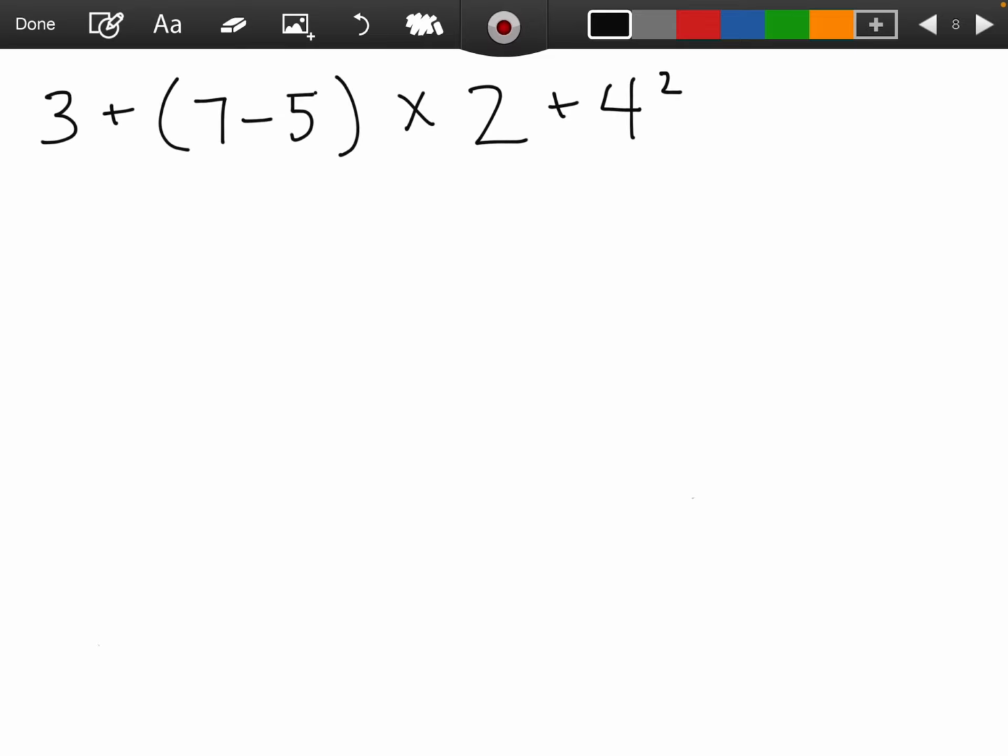So let's move on to a different example. We have 3 plus open parentheses 7 minus 5 close parentheses times 2 plus 4 squared. So we start off with any parentheses or brackets. Yes, we have parentheses, so let's simplify that. 7 minus 5 becomes a 2. We don't need any more parentheses because there's no group of numbers inside. It's just the one number. And we bring down the rest.